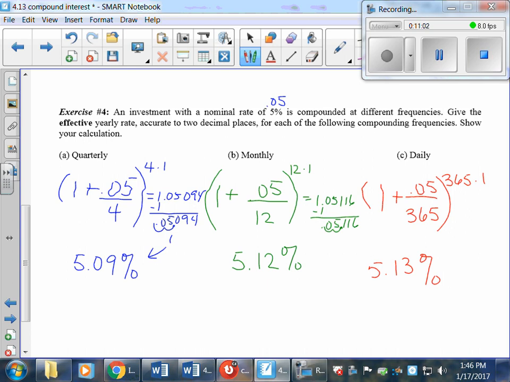So if you were going to do this last one, once you do the math here, this one comes out to be 1.05126. Subtract out the 1, you get 0.05126. Multiply by 100, or move the decimal point 2 places, you get 5.126. And then we just round it to the nearest hundredth, and that's where the 5.13 comes from.